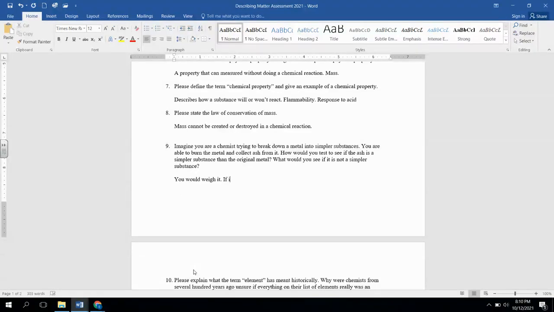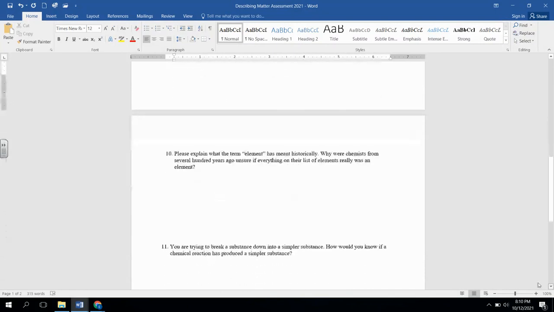And what would you see if it is not a simpler substance? Okay, if it is not a simpler substance, it would weigh more than the metal. And it turns out that if you burn metals and weigh the ash, in fact, it does weigh more than the metal that you started with. So there you go.